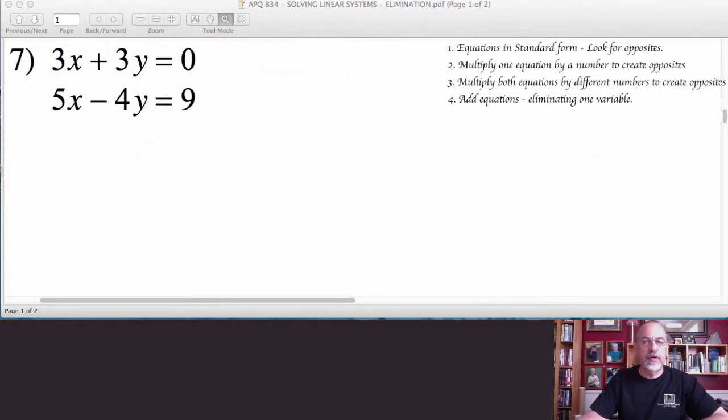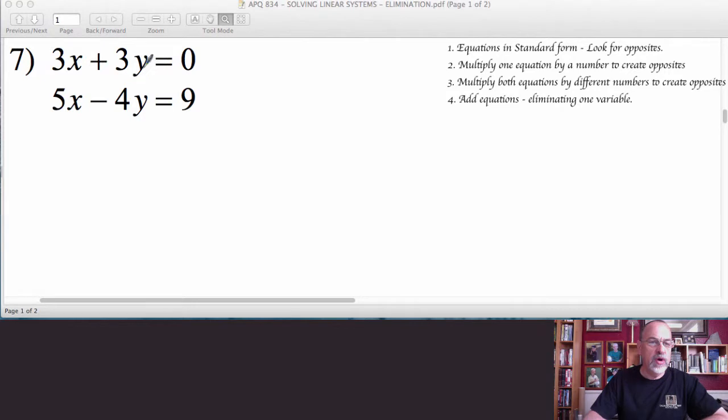Looking at number 7 on our worksheet, we'll go through our steps. Are the equations in standard form? Yes. Do we have opposite coefficients? The x's are not opposites. The y's are not opposites. We look and see if we can multiply one equation by a number to create opposites. I cannot do that with the x's, and I cannot do that with the y's, so we're going to have to multiply both equations by a different number to create our opposites.